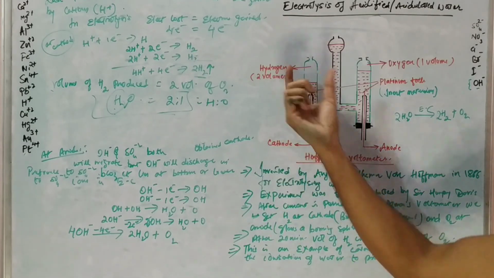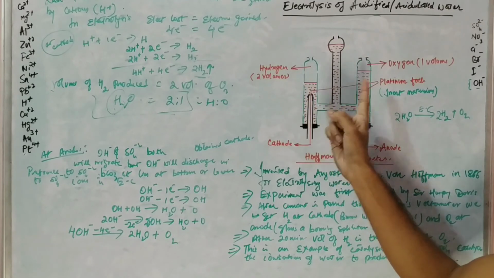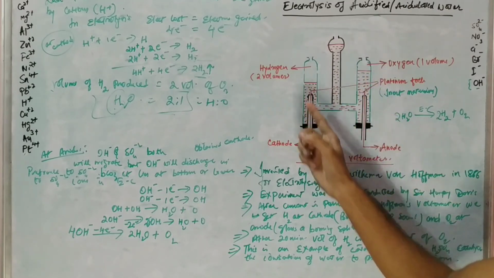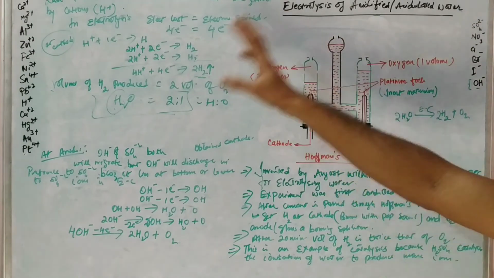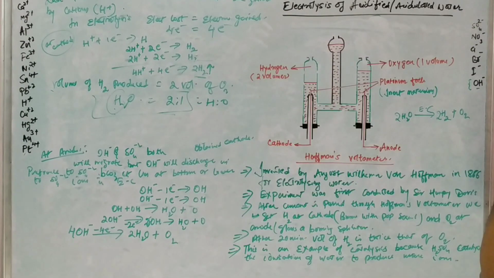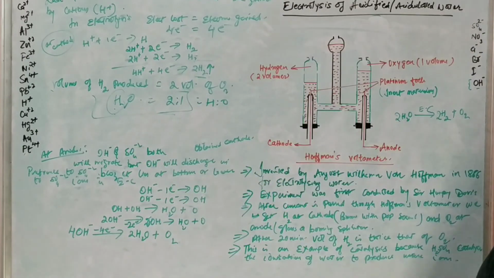Someone may also ask you one thing, why is the level of water higher in this oxygen cylinder and lower in the hydrogen cylinder, right? The same thing you need to explain. Or how can you explain that water consists of hydrogen and oxygen in the ratio 2:1, right? So all this you need to explain.